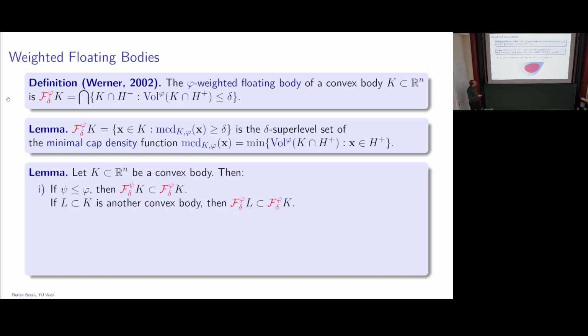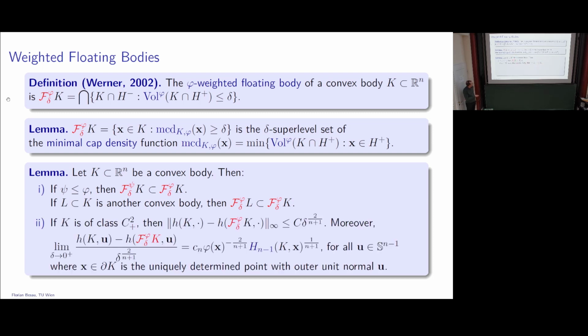Okay, so some basic properties, obvious properties. You have monotonicity on the level of sets and on the level of weight functions, and you have convergence in the Hausdorff metric as delta goes to 0. So all of this works nicely. In the smooth case, you have some explicit bounds on the Hausdorff metric, and you can actually write a derivative almost everywhere.